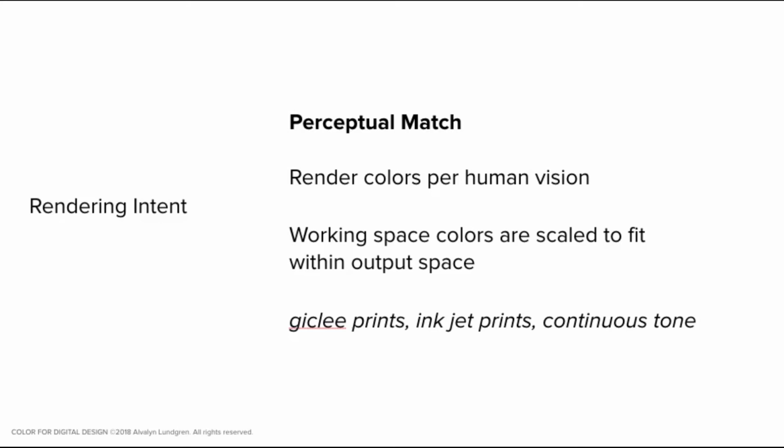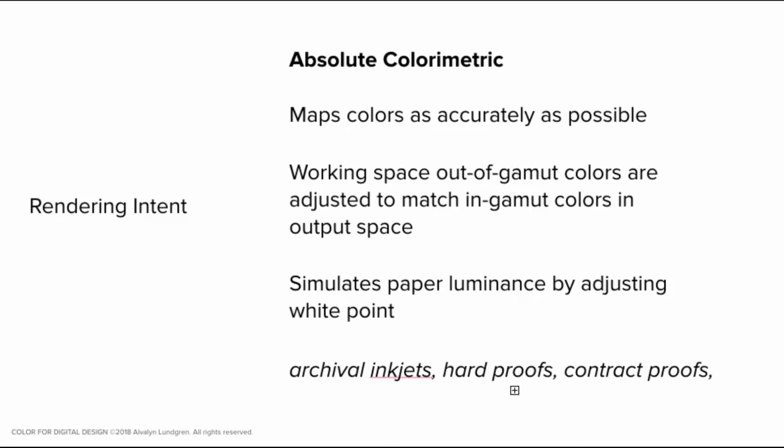So there's an adjustment. You'll use perceptual match when you're creating giclée prints, any sort of inkjet print, and you're printing any sort of continuous tone image for hard proofing or for any sort of higher quality desktop printing. You'll lose a little bit of saturation in the color. You'll lose a little bit of value contrast, but you'll have a really nice result. There are two types of colorimetric.